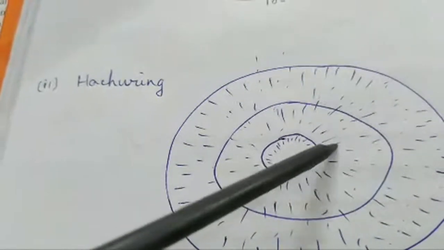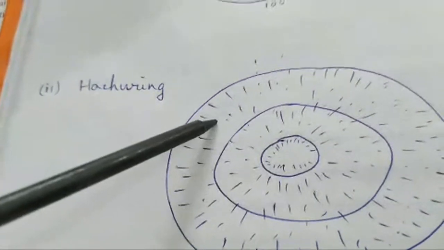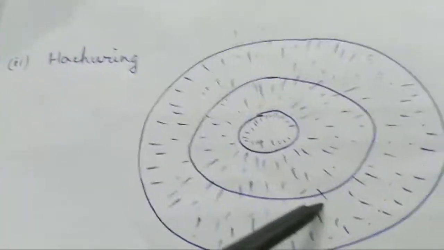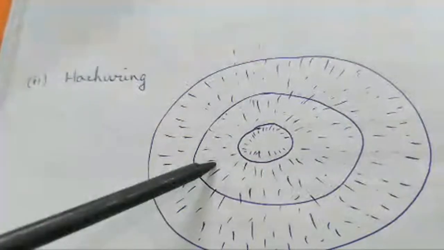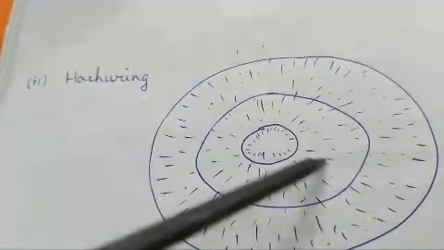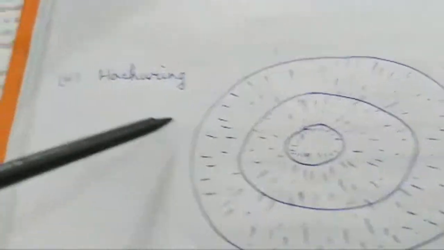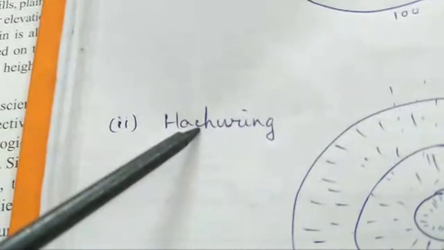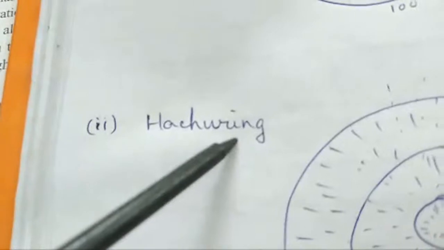These broken lines actually show the slope of this hill. And when the slope is shown by this method, what do we call this method? Hatching. So this is the second method. We call it hatching.